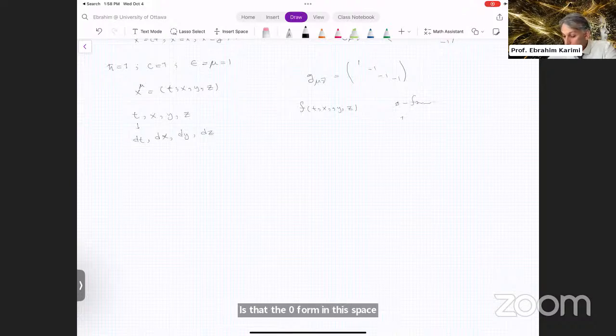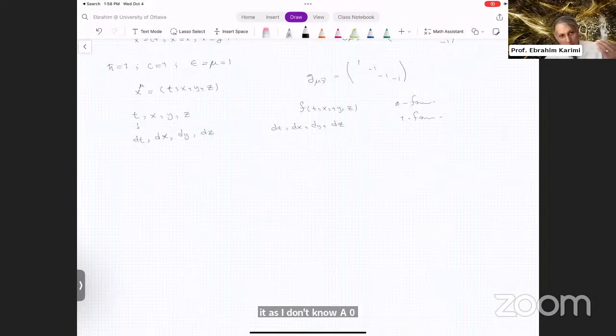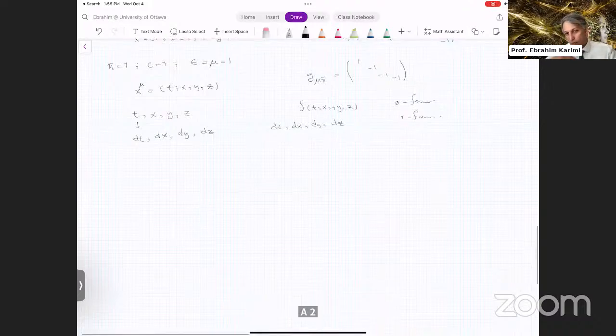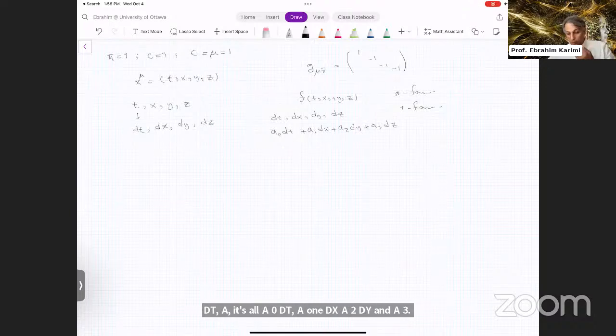The 1 form is anything that is built up with dt, dx, dy, and dz, any linear combination of them. So you can write it as a0 dt, a1 dx, a2 dy, a3 dz. The general form for a 1 form will be this: a0 dt plus a1 dx plus a2 dy plus a3 dz. That's the 1 form.